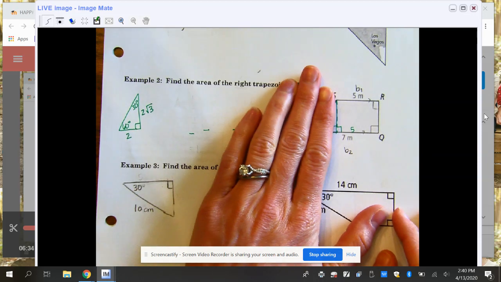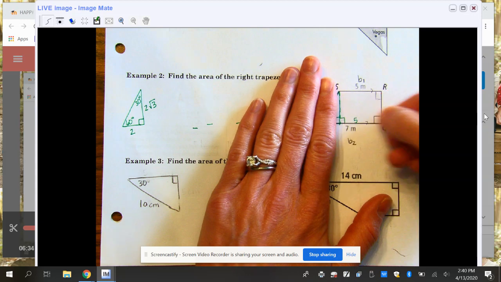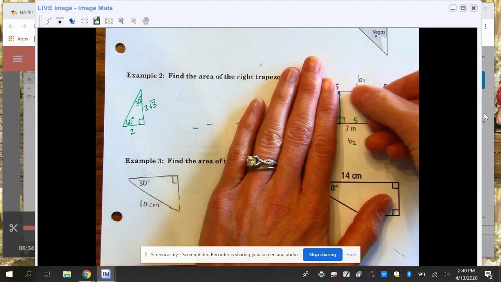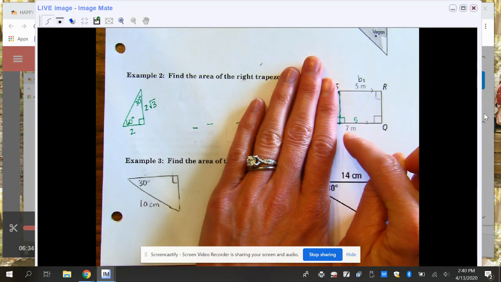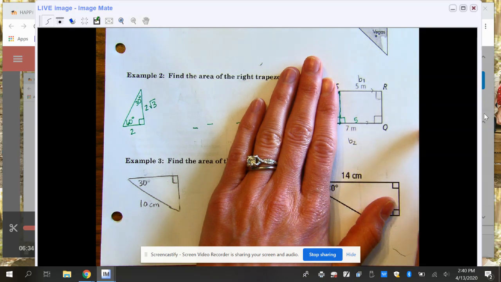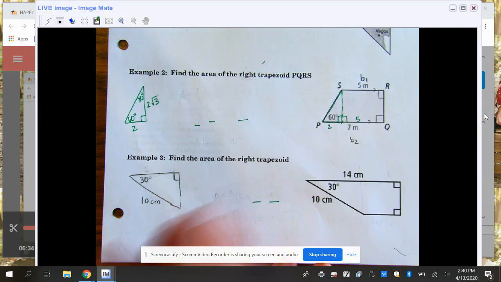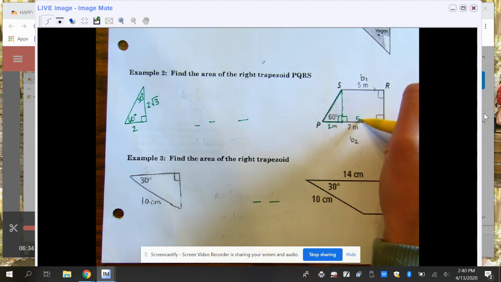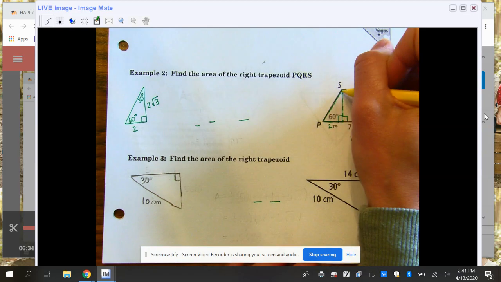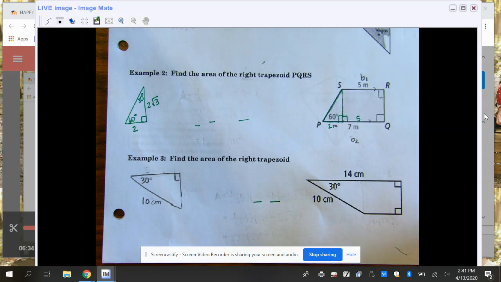So to fill you in on what some of these numbers are, when I draw the height right here and here, I create a rectangle, right? Because that's going to be 5, and that's going to be 5 meters. And so if this whole base was given to me as 7, that means that this little section that I have left is going to be 2 meters. And so I will need that because right now I don't know what the height is. I only know the 2 bases. And so I am going to need to understand how to find the height.